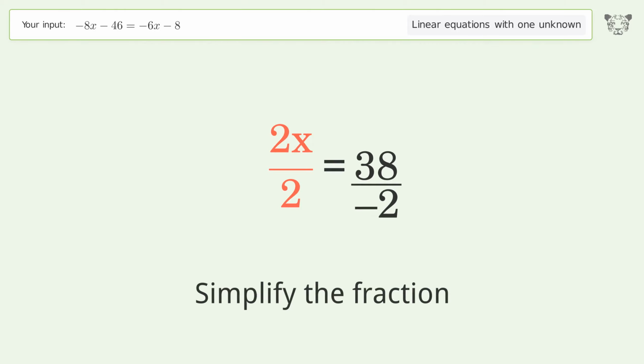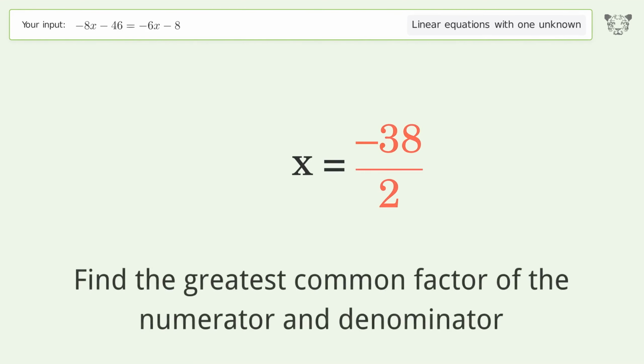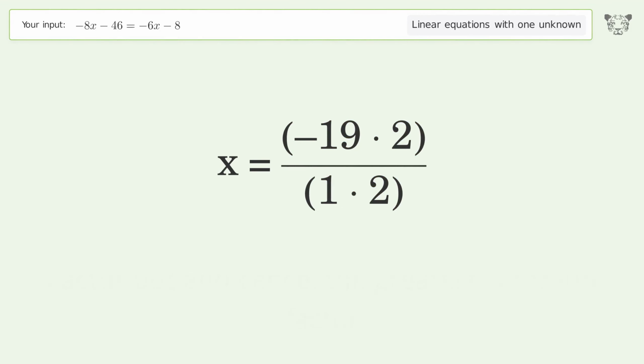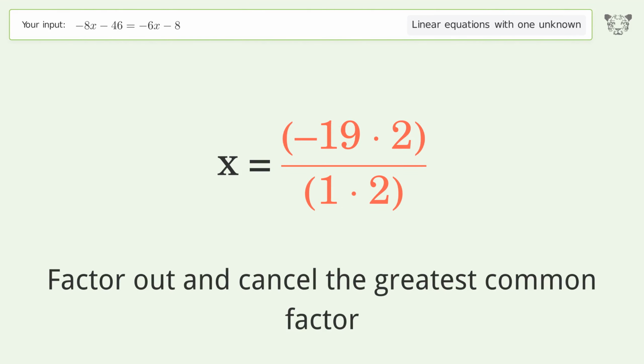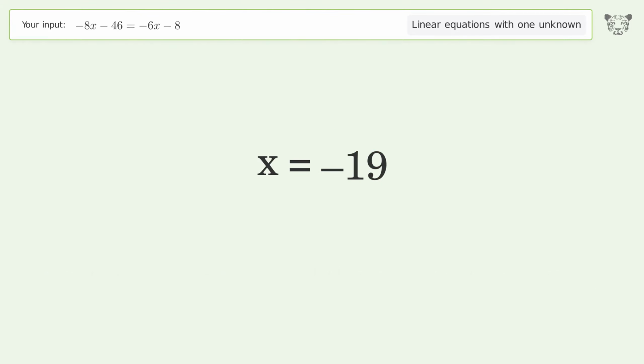Simplify the fraction. Move the negative sign from the denominator to the numerator. Find the greatest common factor of the numerator and denominator. Factor out and cancel the greatest common factor. And so the final result is x equals -19.